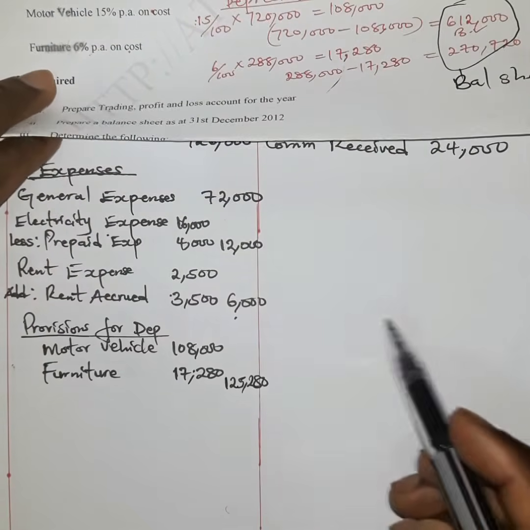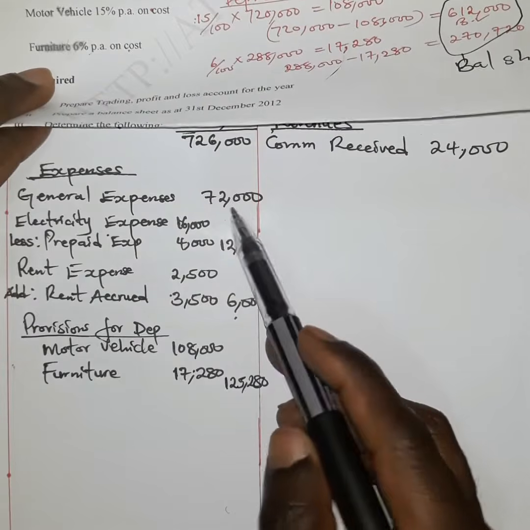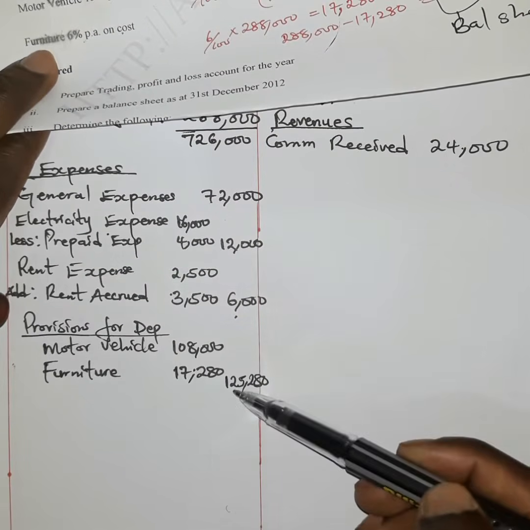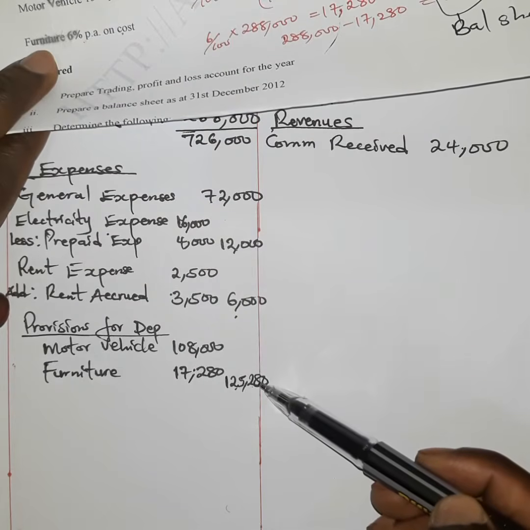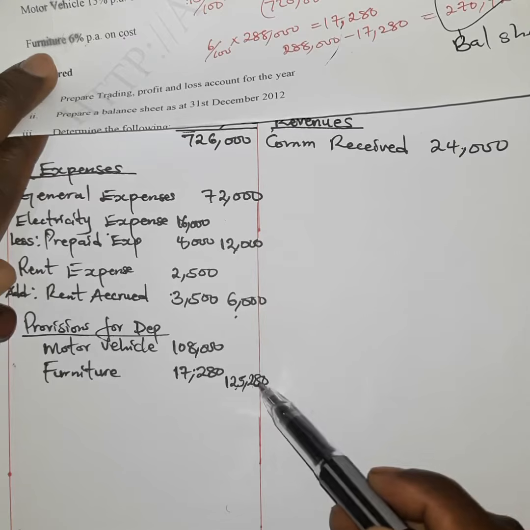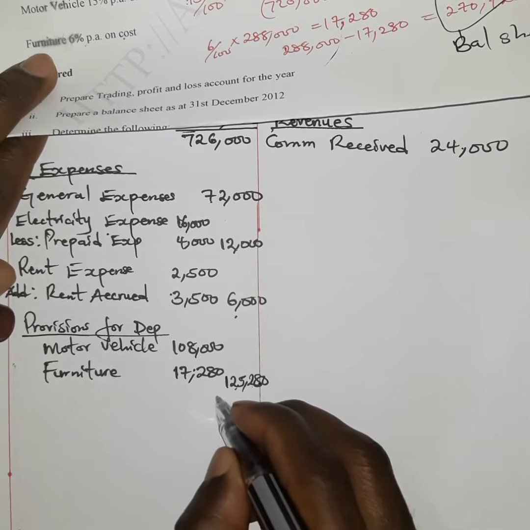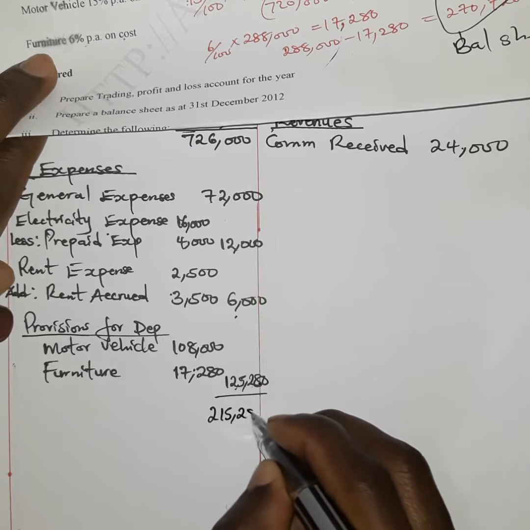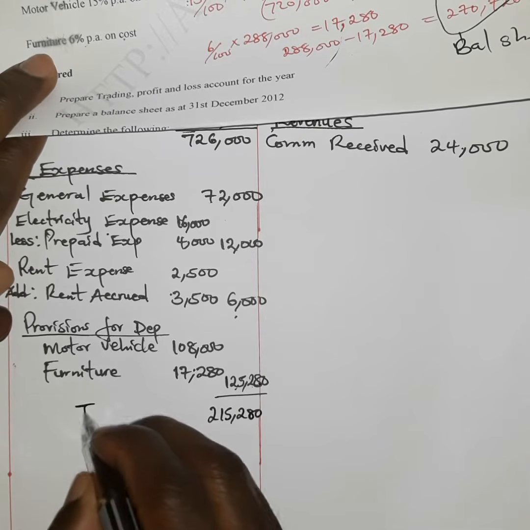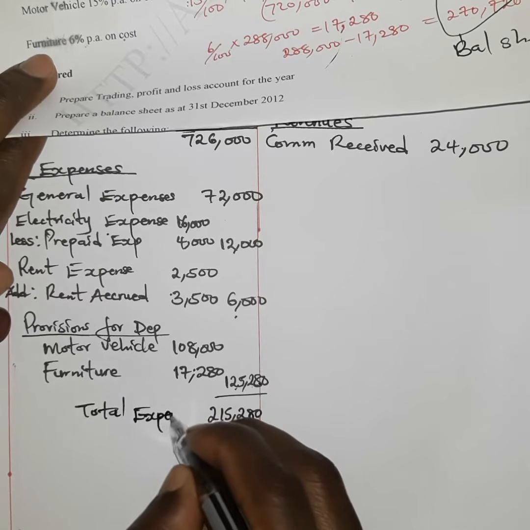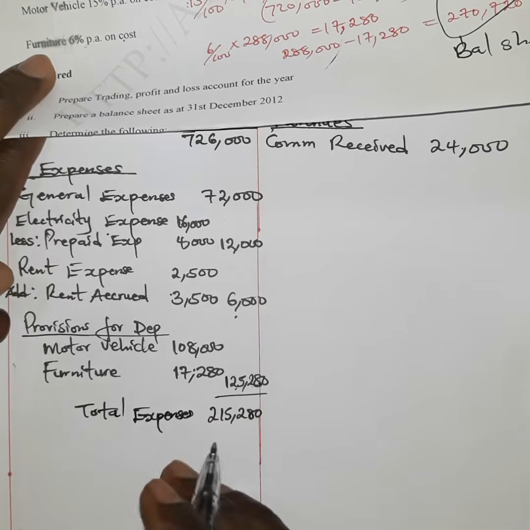Then we are supposed to add the total expenses, which is 72,000 plus 12,000 plus 6,000 plus 125,280. We get a value of 215,280. This one is the total expenses for this particular business.